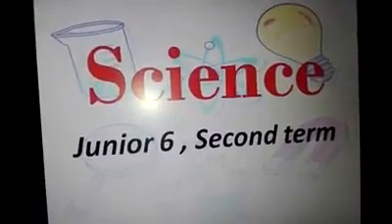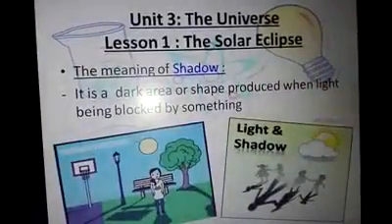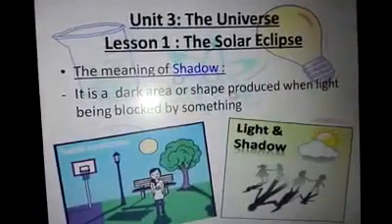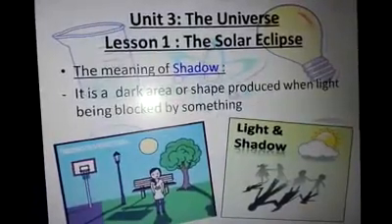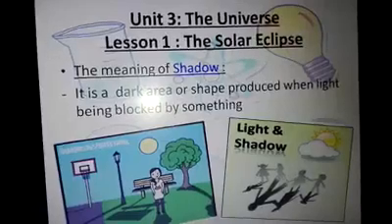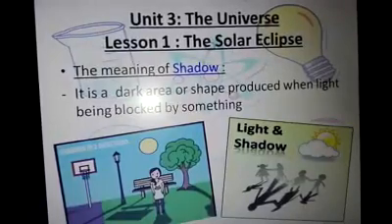Today we are going to talk about our science lesson for Junior 6, Unit 3, The Universe, Lesson number 1, The Solar Eclipse. First, we have to understand the meaning of shadow and what we need to form a shadow. Shadow is the dark area or shape which is formed when light is blocked or hidden by something.